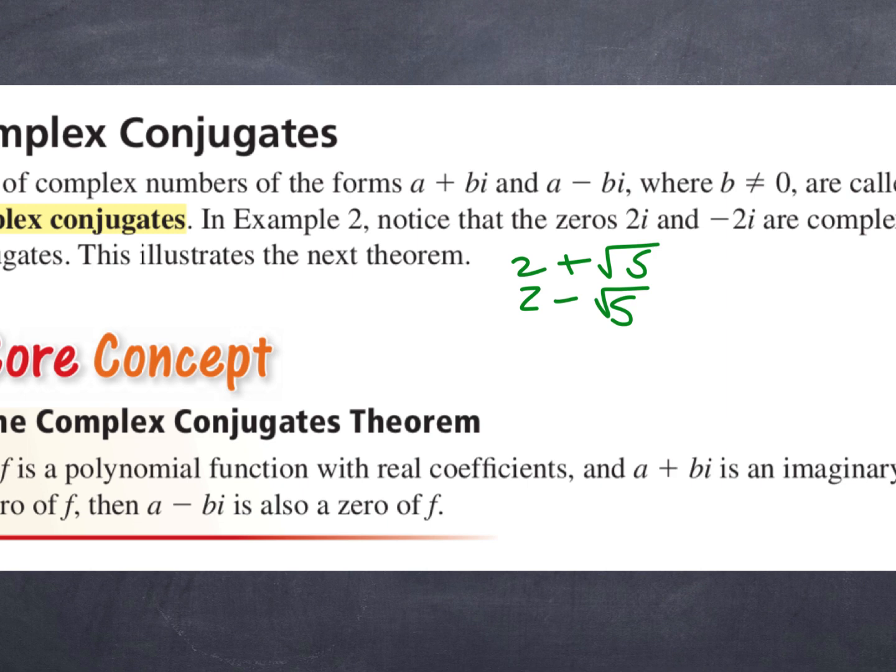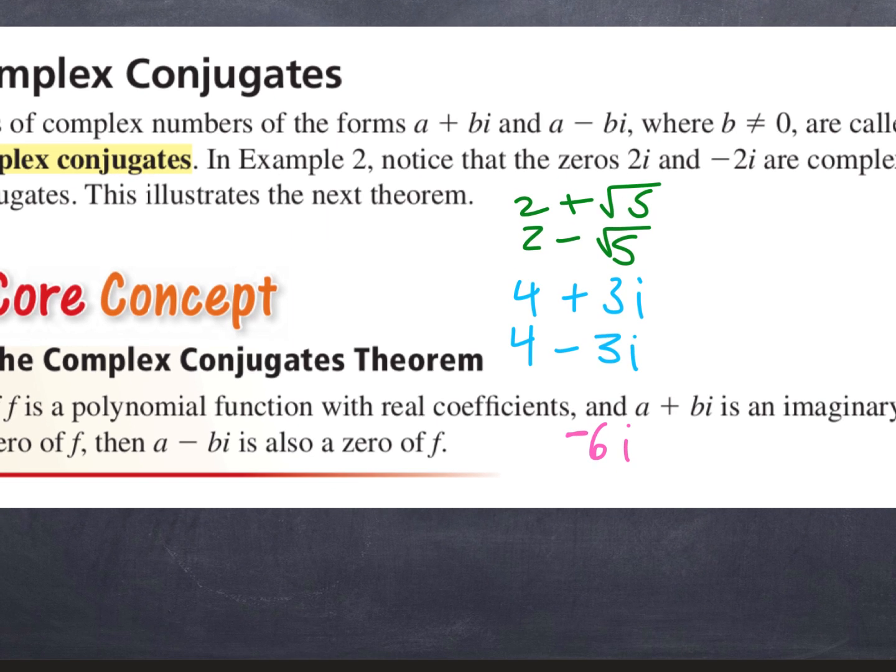Now we're also going to be doing the same thing, but with imaginary numbers too. So if I had 4 plus 3i, what's the conjugate of that? 4 minus 3i. Or if I had something like negative 6i, what's the conjugate of that? Positive 6i. So if we have square roots or imaginary numbers, they happen in conjugate pairs. You're not just going to have one of them, you'll have its conjugate pair too.